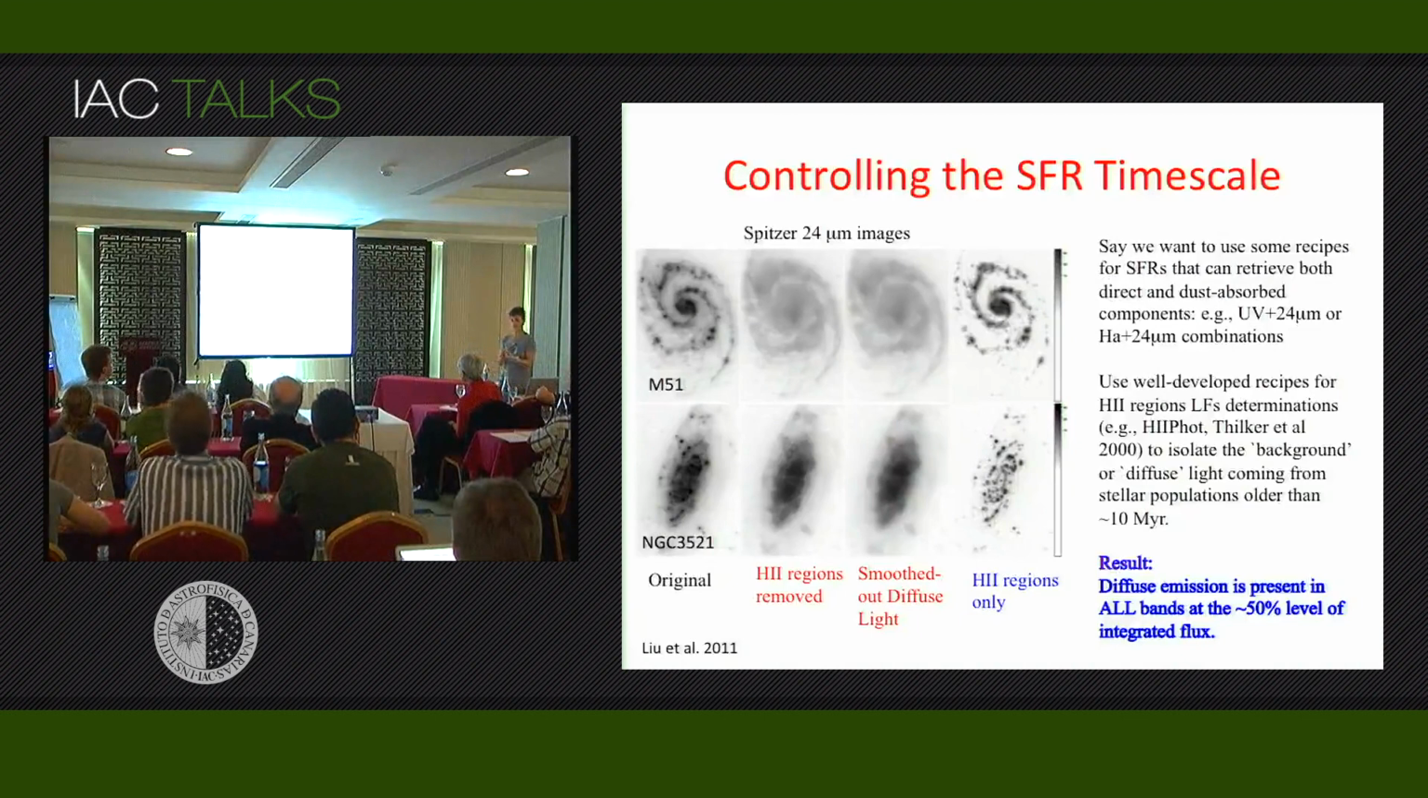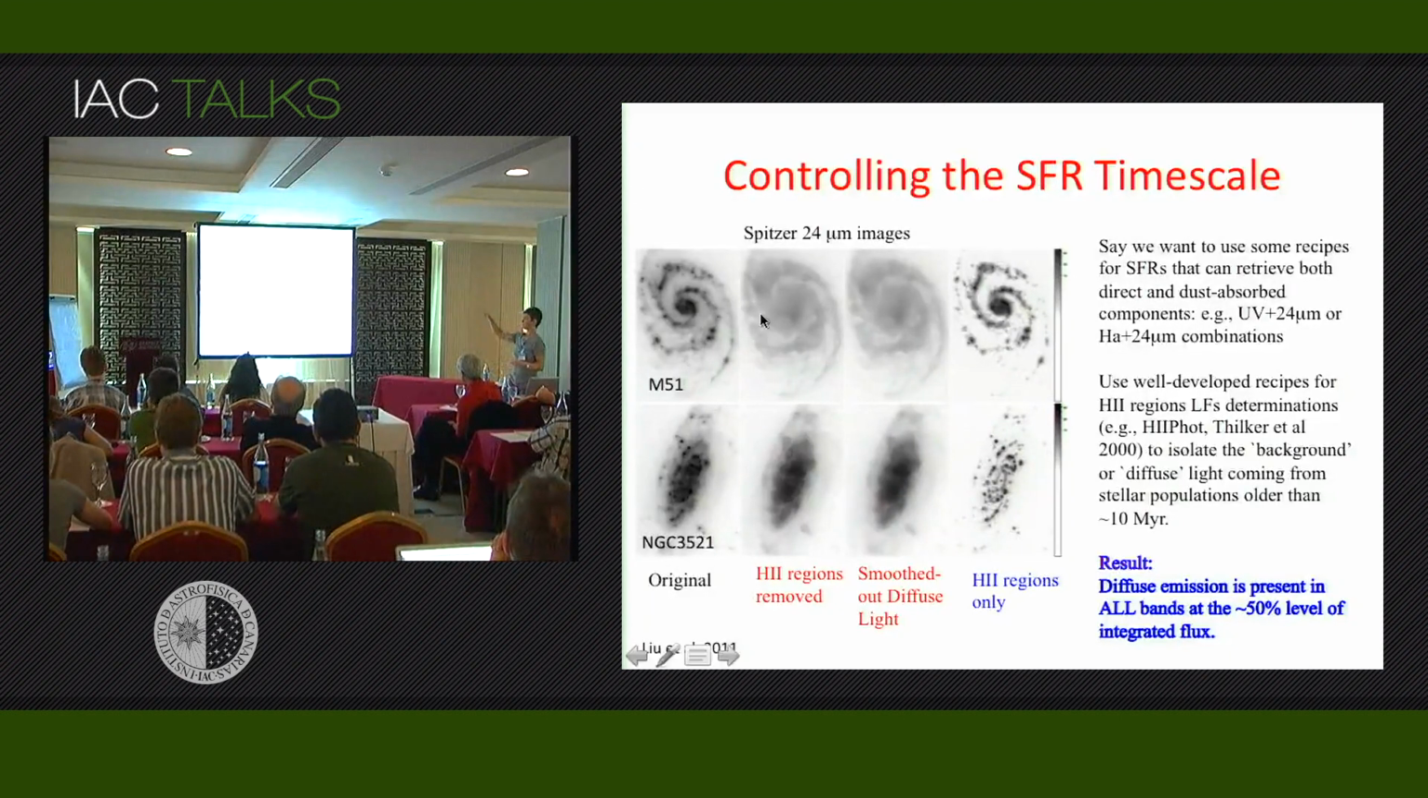Controlling the time scales. If we do not want to pre-select our regions, but we want to lay a grid, as I said, we have to control the time scales. How do we do that? First, we want to use a star formation rate indicator that allows us to retrieve both the direct and the dust absorbed components. So what I have here are two galaxies.